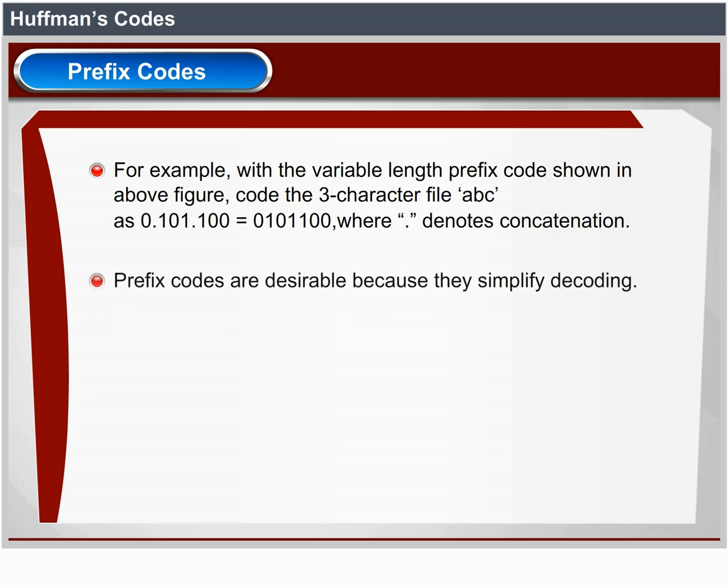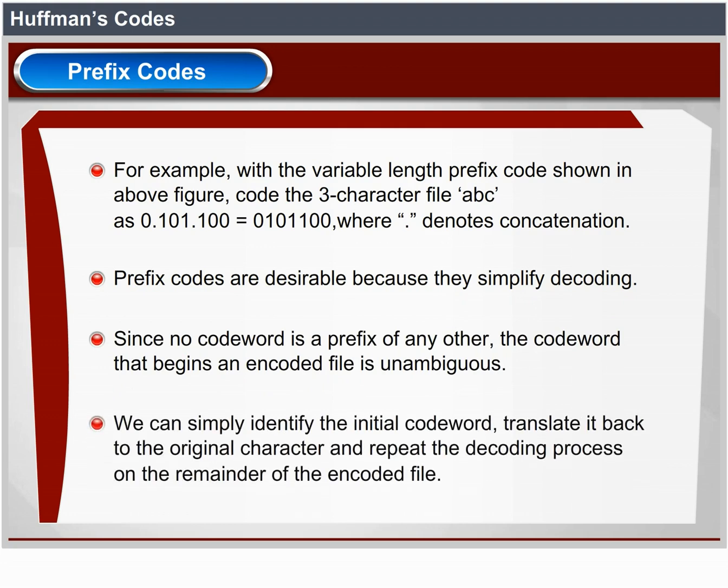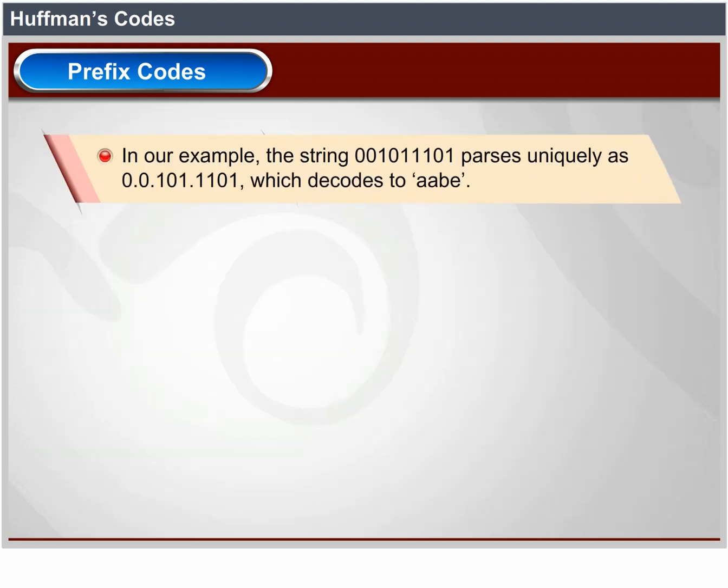Prefix codes are desirable because they simplify decoding. Since no code word is a prefix of any other, the code word that begins an encoded file is unambiguous. We can simply identify the initial code word, translate it back to the original character, and repeat the decoding process on the remainder of the encoded file. In our example, the string 001011101 parses uniquely as 0.0.101.1101, which decodes to AABE.